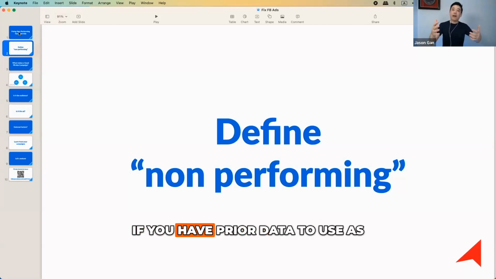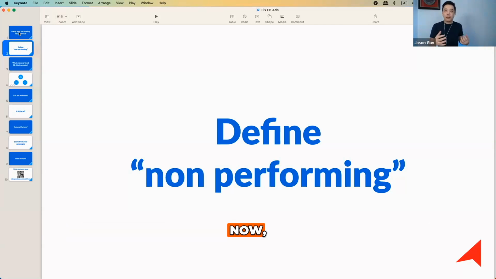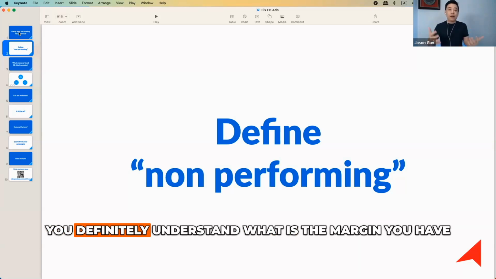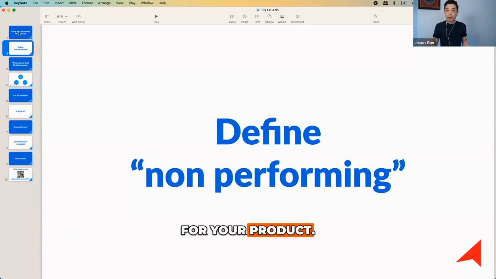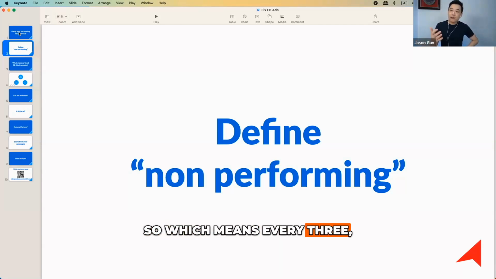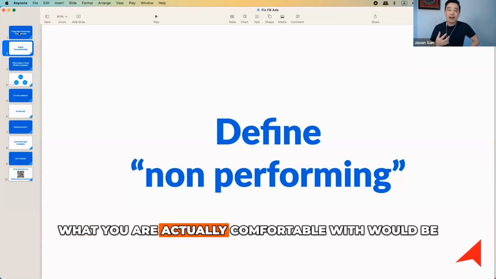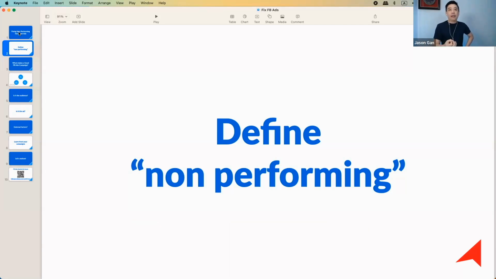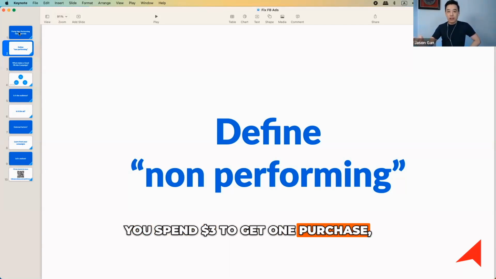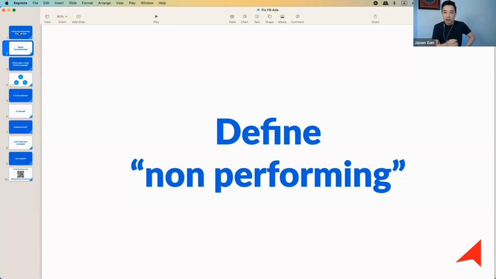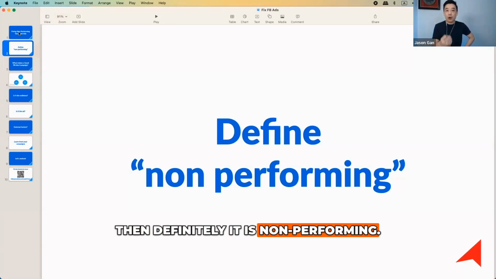But of course, if you have prior data to use as a benchmark, like what I've shared with you just now, it would be great. However, if you do not, I think the simplest way to come in here is you definitely understand what is the margin you have for your product. Let's say you're selling something at $10, for example, and your margin is about 30%. Which means what you are actually comfortable with would be spending $3 to get one purchase, but you're actually spending about $30 to get one purchase, then definitely it is non-performing.